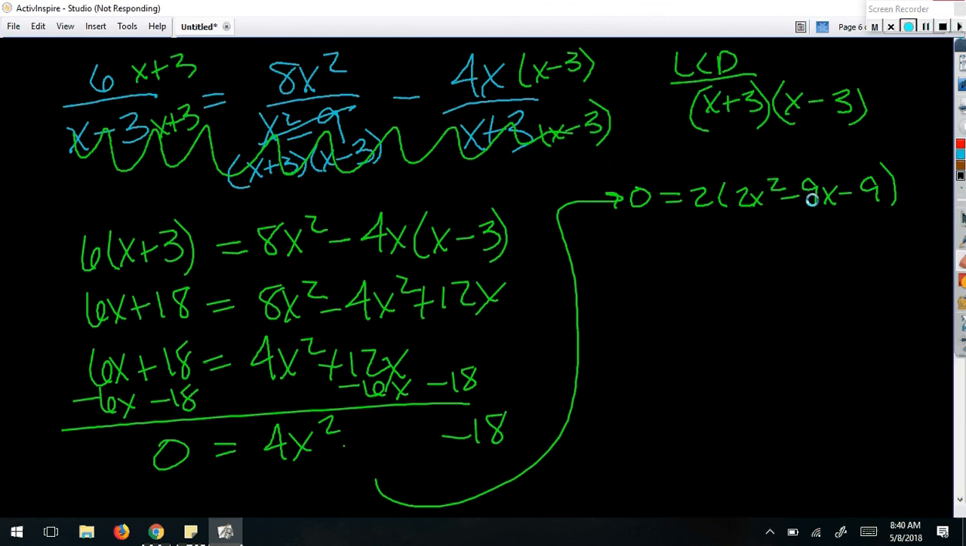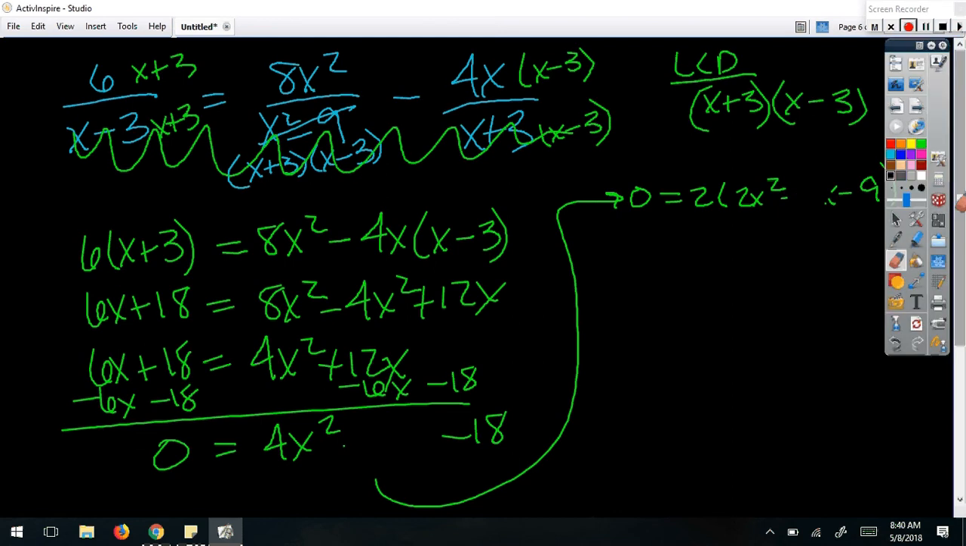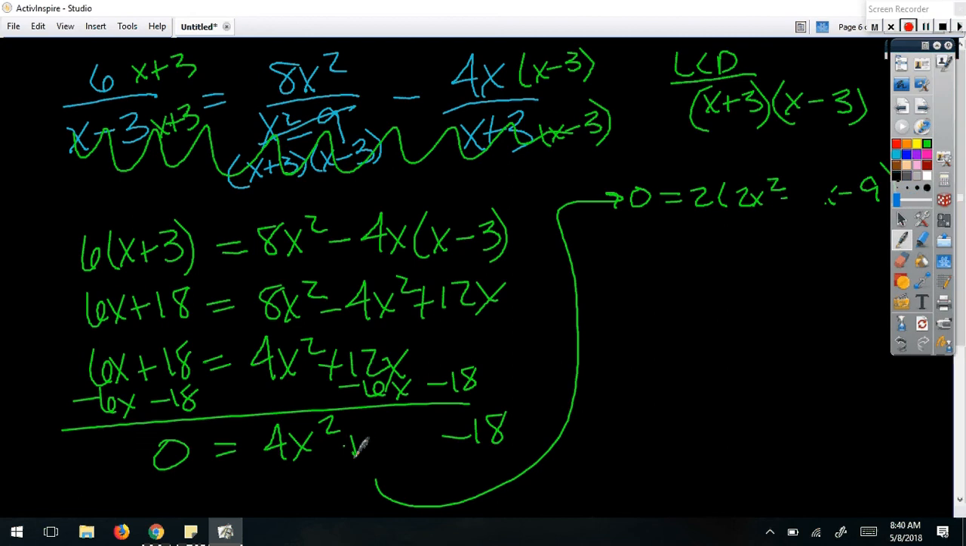I was wrong. I thought I had one up here that would factor to start with, so whenever I got there, I was like, that's odd. What happened was when we distributed this negative 4x, negative times negatives are positive. I changed it. I can be wrong sometimes, for sure.